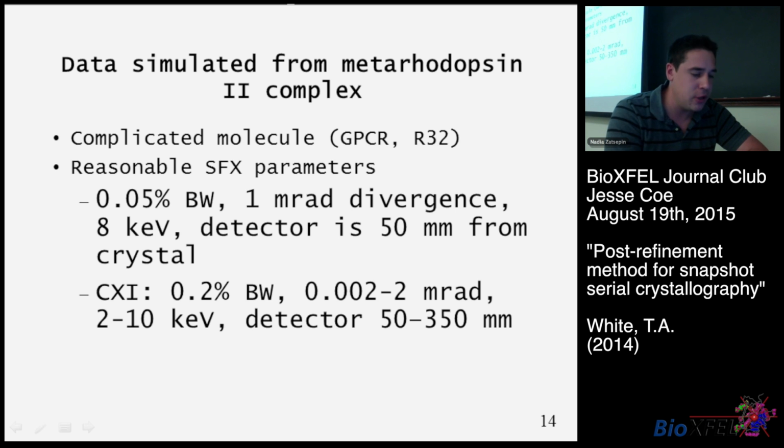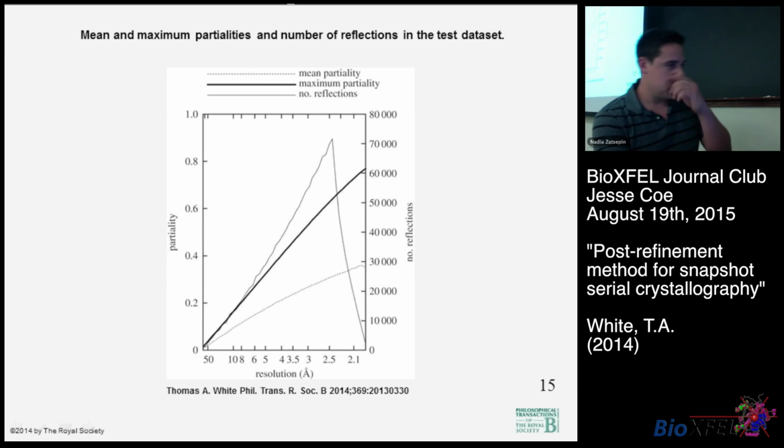So he introduced noise. He introduced the things that we're supposed to be trying to address, which would be this bandwidth, divergence, and then all of the other parameters were comparable to experiments that are actually carried out. So he generated a data set and then tried to apply the program to see if he could help post-refine it. So this is another figure in the paper.